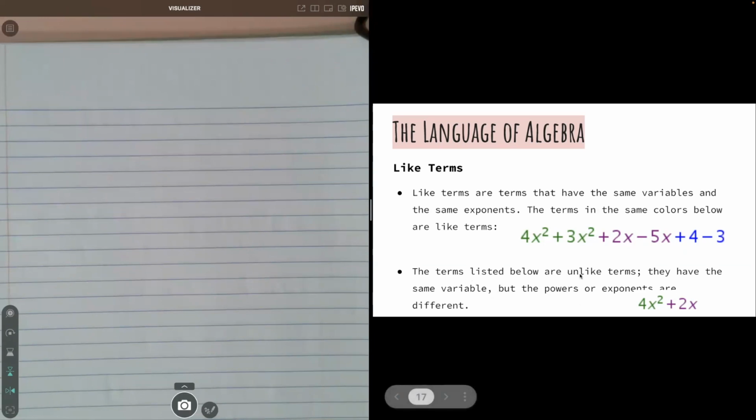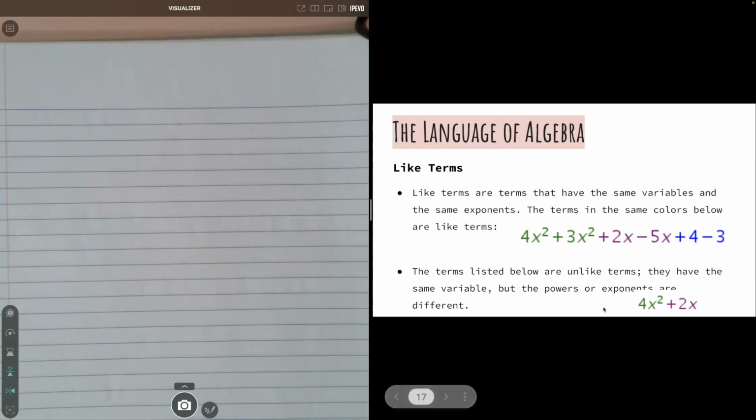Terms listed below are unlike terms, so they have different variables, or the powers of exponents can be different. So either way, they could either have different variables or different exponents to those variables. Any change that makes them not look exactly the same is going to mean they're not like terms, they can't be combined. So here we have 4x squared and 2x. Those cannot be combined because the exponents are different in that case.